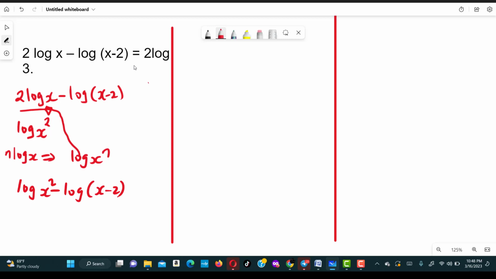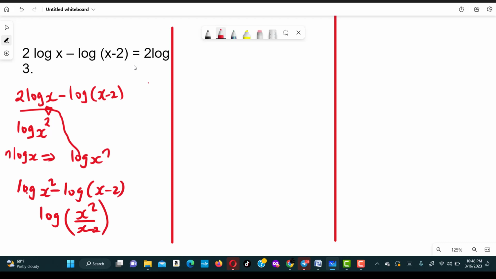Now we can also simplify this using what we refer to as the quotient rule. Whenever we are subtracting logarithm of numbers, we can divide the numbers. So what does that mean? We can take log and divide the numbers: x squared over x minus 2. So that is how the left hand side is simplified.